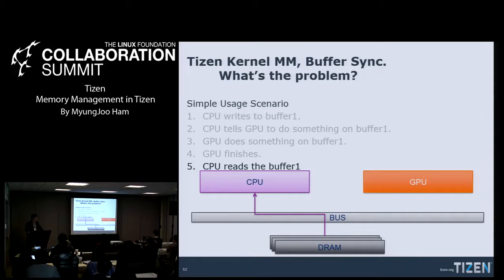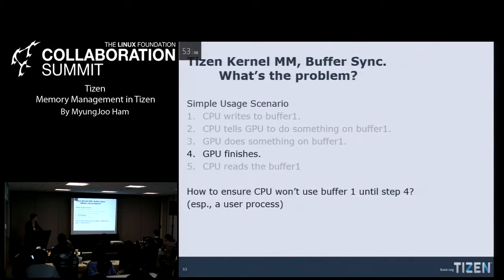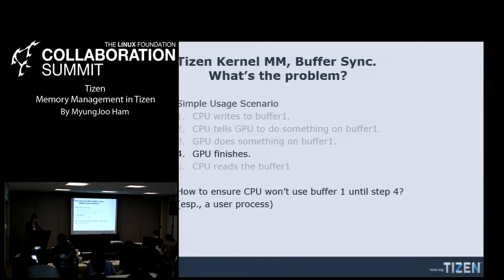Yeah, this is a quite common issue, or common bug, in the Tizen kernel in the previous versions. Well, in the release versions, we don't have any bugs like that, but in development, we have suffered from this kind of bug. Yeah, we need a mechanism to ensure some synchronization between the GPU and CPU.